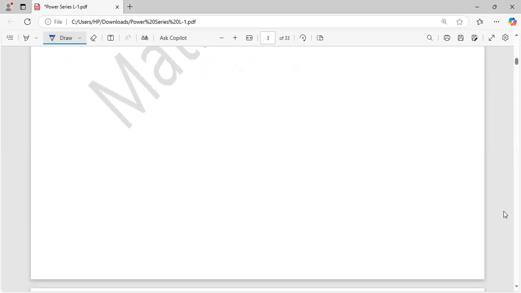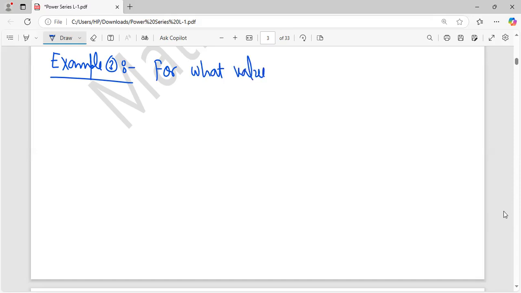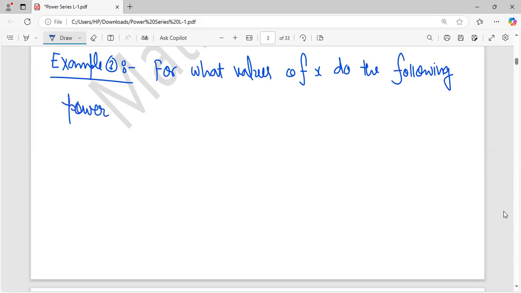Now we will do some examples. Example number 3. For what values of x do the following power series converge?